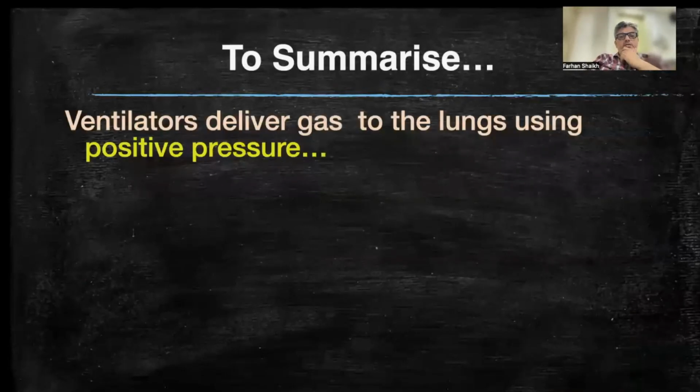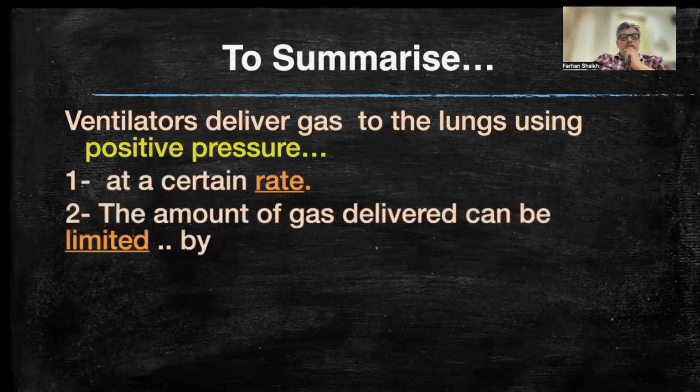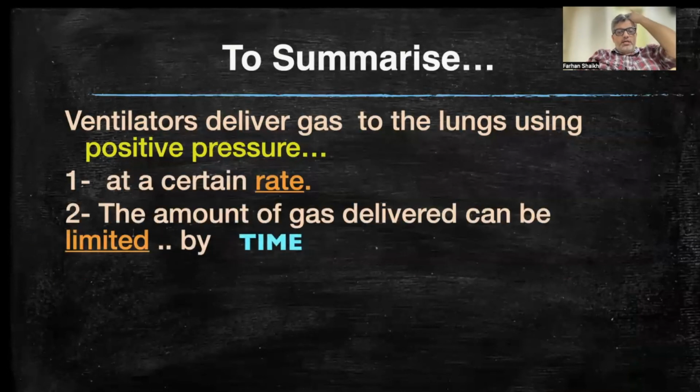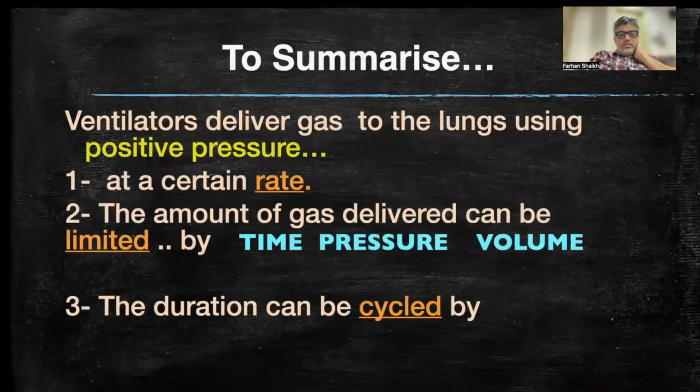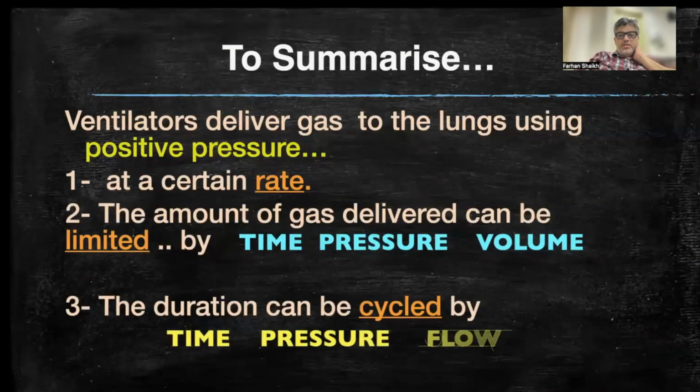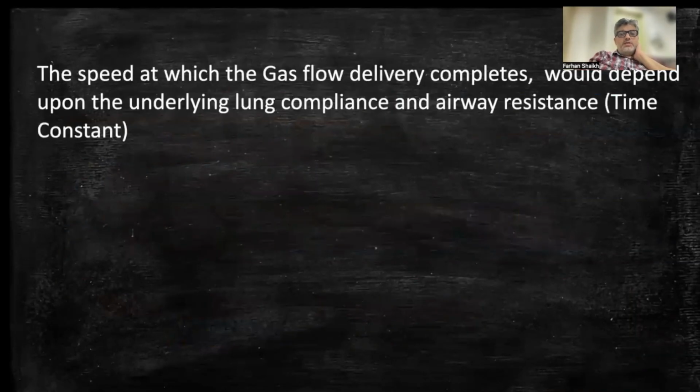So to summarize, the ventilator delivers gas to the lungs, as we saw, using positive pressure at a rate. The amount of gas delivered can be limited by time, pressure, and volume, and the duration can be cycled by time, pressure, and flow. The speed at which the gas flow delivery completes would depend upon the underlying lung compliance and the airway resistance, which is the time constant.